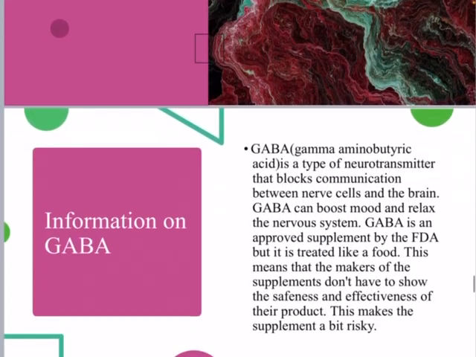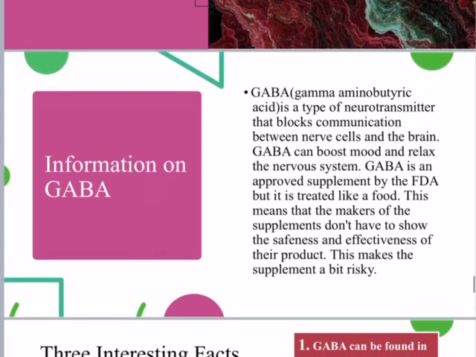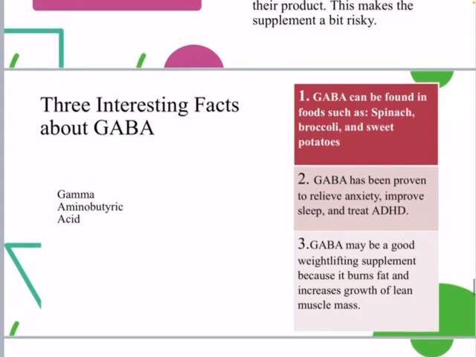GABA. GABA is a type of neurotransmitter that blocks communication between nerve cells in the brain. GABA can boost mood and relax the nervous system. GABA is an approved supplement by the FDA, but it is treated like a food. This means that the makers of the supplements don't have to show the safety and effectiveness of their product.